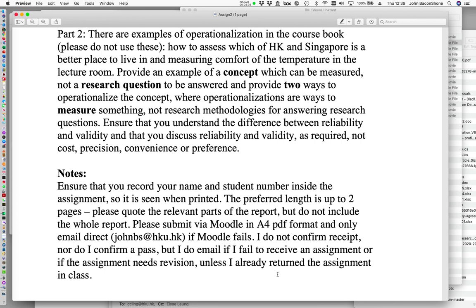Again, I do not confirm receipt or a pass, but I will email you if I fail to receive the assignment or if the assignment needs revision. Obviously, in this case, because we're not meeting face-to-face, I cannot return the assignments in class, so I will give you feedback via email if your assignment needs revision. So again, please make sure you check your email.